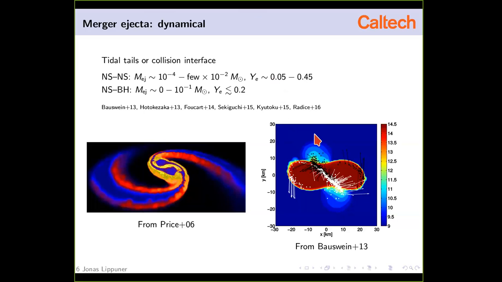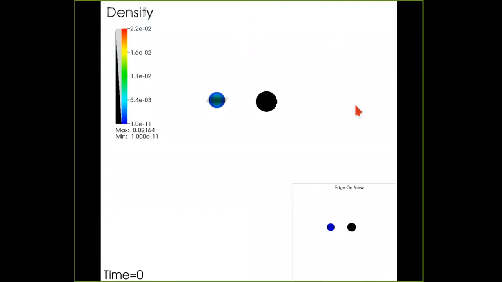Let's see. So here, the first one, this is a movie by Garcia. And so here, on the left, this is the neutron star. The black thing here, obviously, is the black hole. And so now we'll see how the black hole will tear the neutron star apart and actually lead to a lot of ejecta.